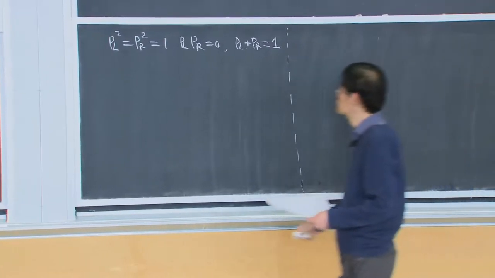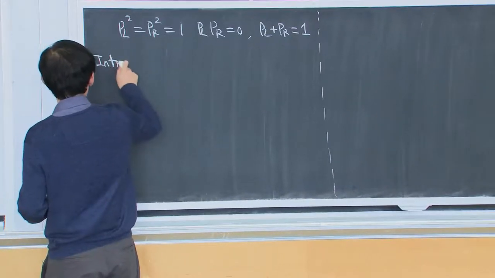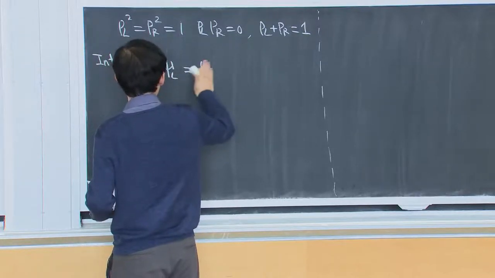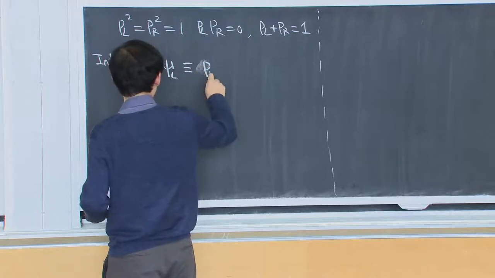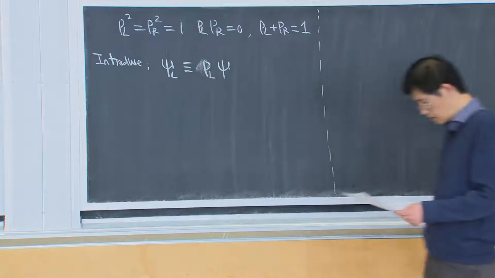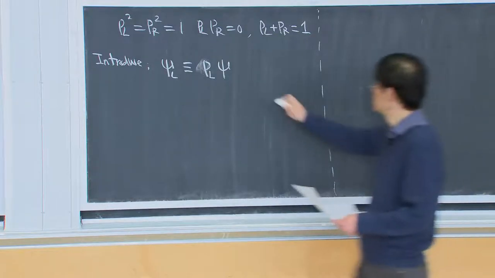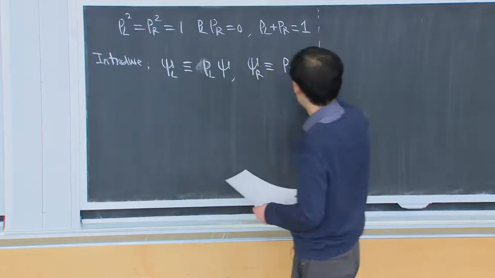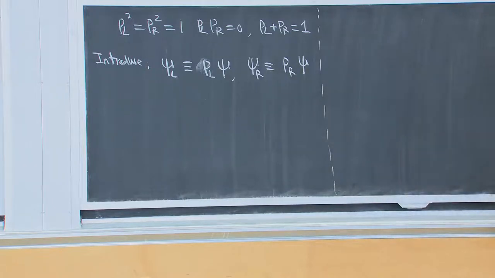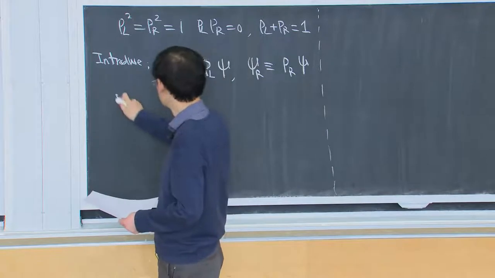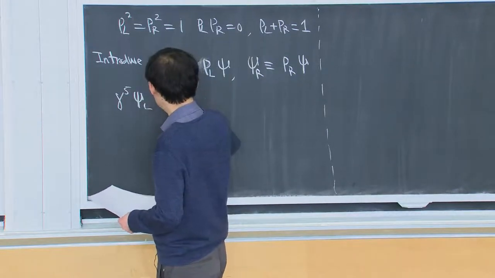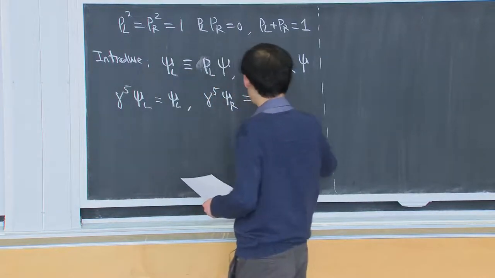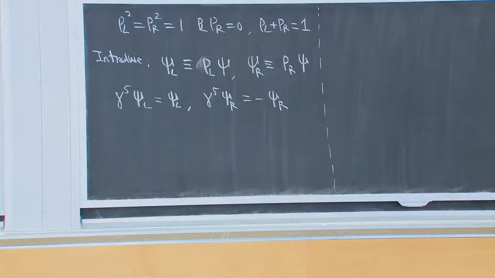So now I can define the projection of psi to the left space, psi L, and psi R to be the projection to the other space. I define them this way, and then by definition, you can easily convince yourself that gamma 5 acting on psi L is just equal to psi L, and gamma 5 psi R is equal to minus psi R. So they project into the eigenspaces of plus or minus 1.